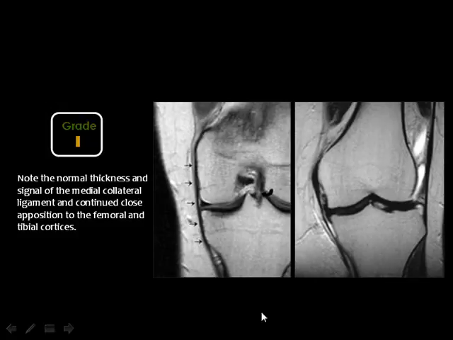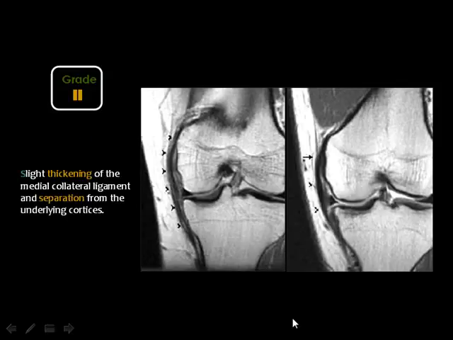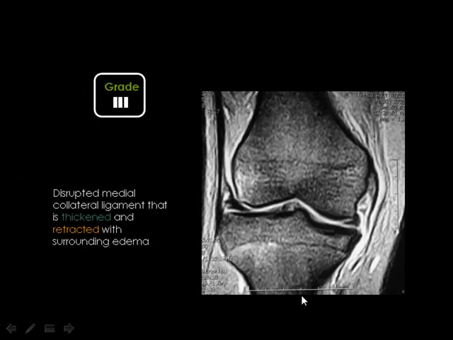Grade 1, the ligament is okay, but you see minimal fluid around the ligament. This is what we call grade 1. Grade 2, the ligament is thickened and is away from the bone. And here you can see the ligament is thickened and is away from the bone. Grade 1, you see only fluid signal around the ligament. Grade 2, you see the ligament is thickened but is away from the bone.